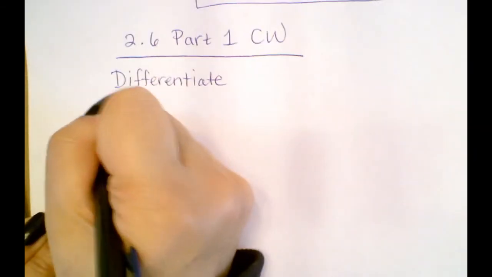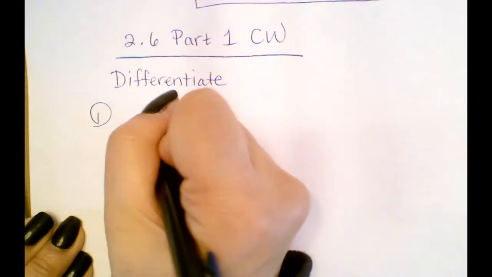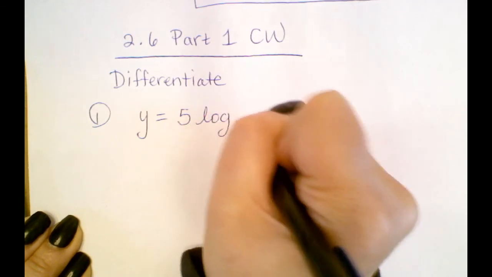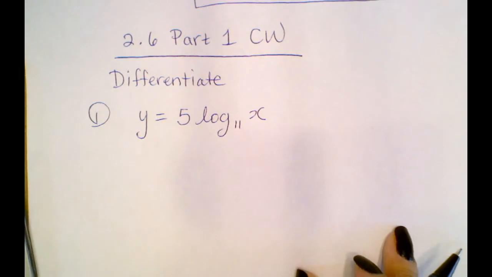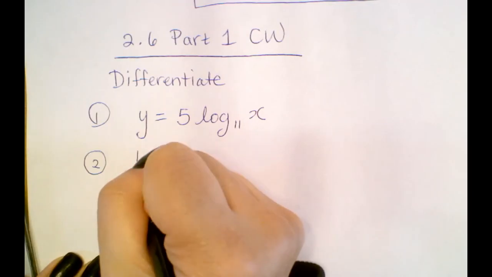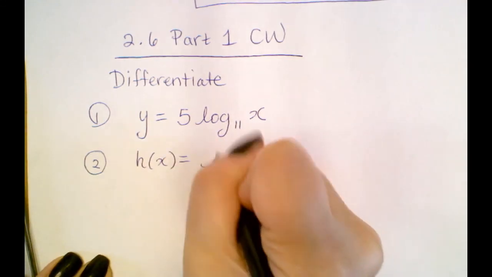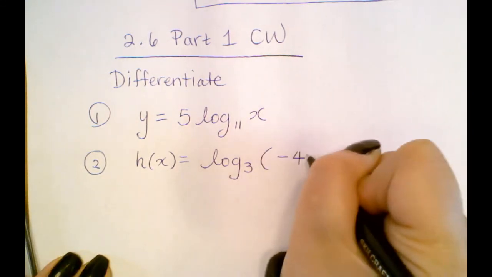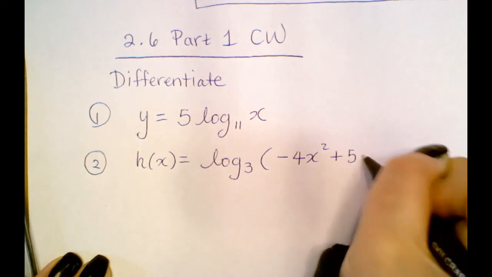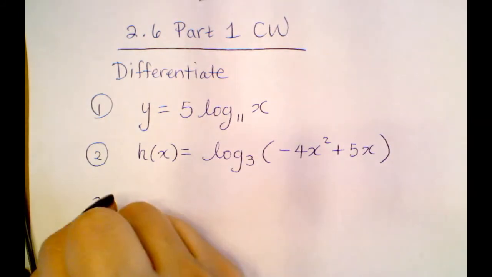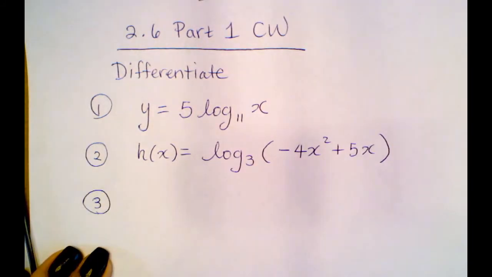Like number 1, I'll make it simple. Number 1, do y equals 5 times log base 11 of x. Now this one I think is similar to example 4 that we did. That's a simple one. Now number 2, do this one. Let h of x equal log base 3 of negative 4x squared plus 5x. That's the one where you have to use the chain rule. And you know what? Let me just do 3 problems.